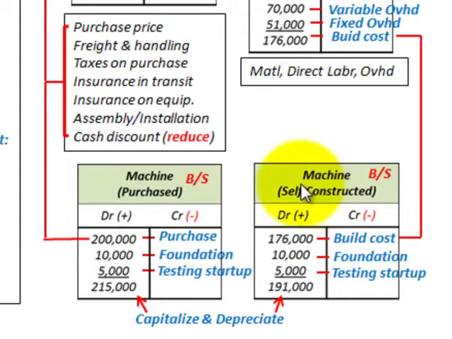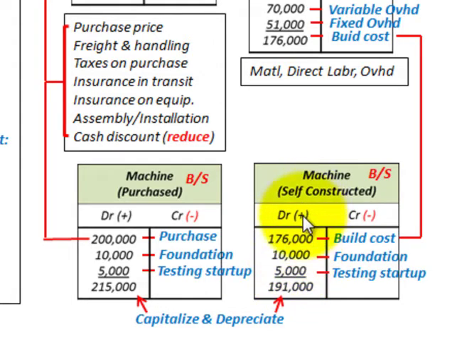Now, looking at our machine self-constructed, of course, we just use our build cost, whatever that was. In this case, it was $176,000. And then again, we have this foundation that we had to put in, and our testing and startup costs, just say they're the same as the purchased machine. And the total amount is $191,000. Again, that would be capitalized and depreciated.